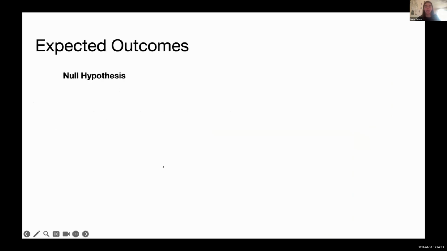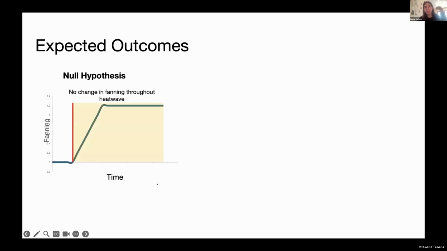Okay, so our null hypothesis was that as the heat wave turns on in this red line here, there would be an increase in fanning in response to increased temperature, but then they would just be able to maintain that throughout the entire heat wave. As there's this constant stress, they'll maintain a constant rate of fanning.